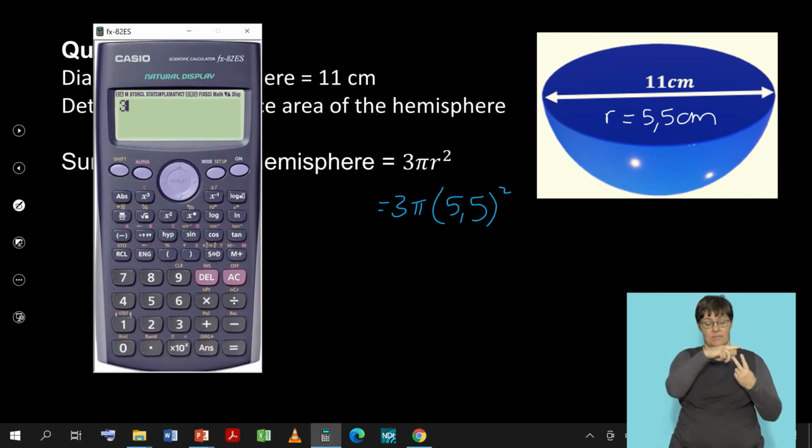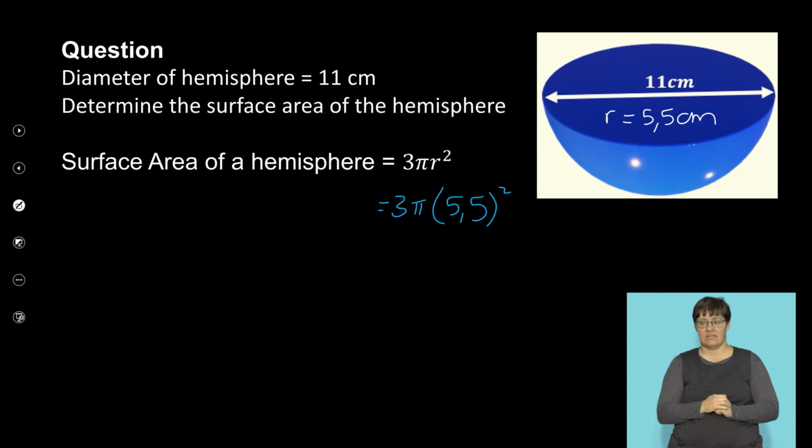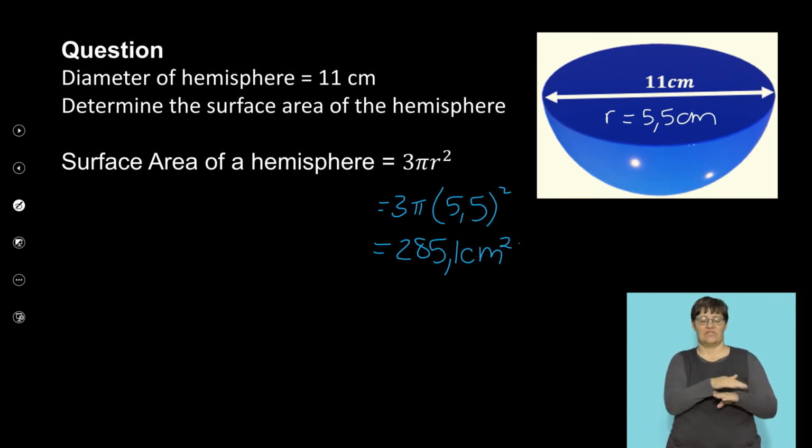So let's pop this into my calculator. 3 pi times 5,5 squared. So the surface area is going to be 285, and if I round off to the second decimal place, it's actually going to become 285,11 centimeters squared. It remains squared because it is surface area.